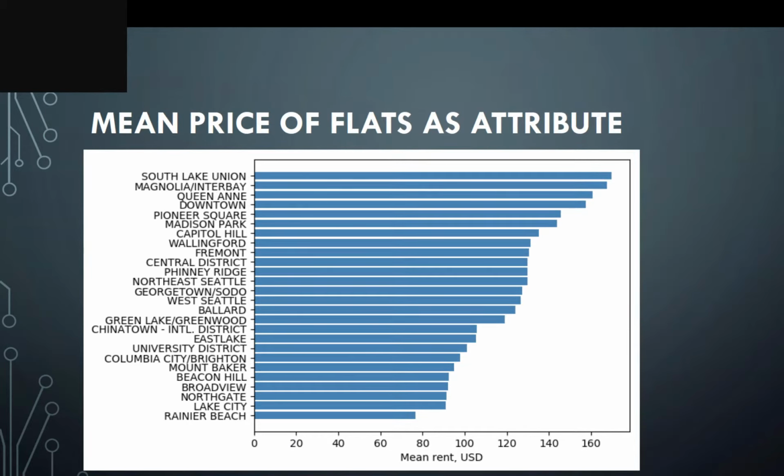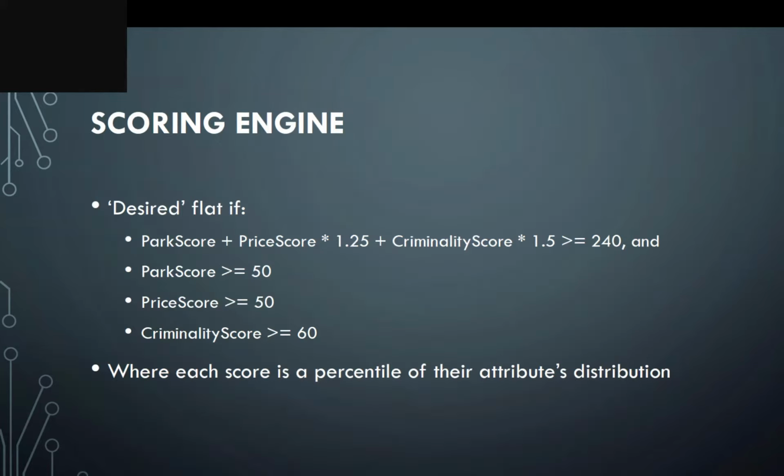And when it comes to the mean price of the flats, that would be another attribute. By retrieving the data from Airbnb, we measure the mean price of the flats in each district and put it on the map. Here it's a clear indication that Rainier Beach is the cheapest district in town, whereas South Lake Union seems to be the most expensive.